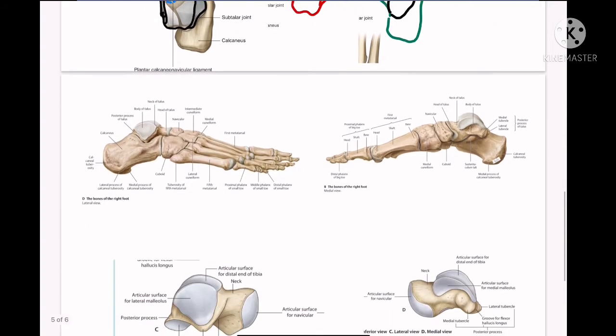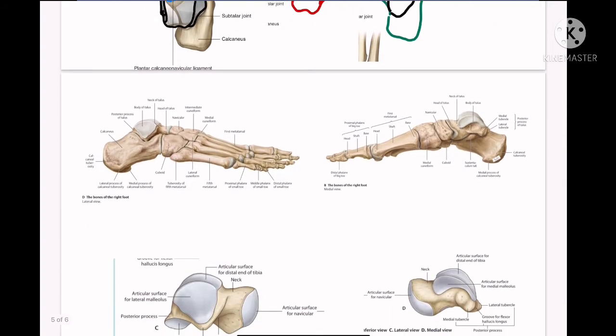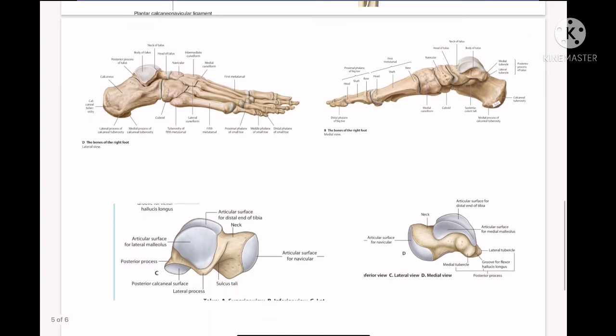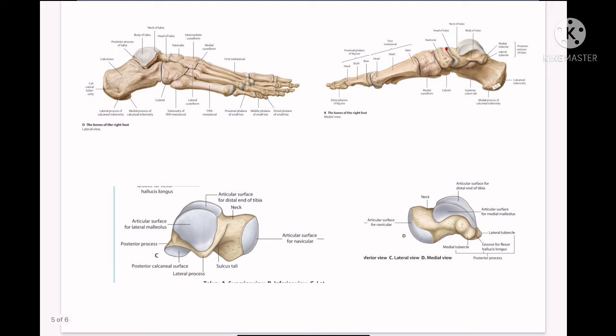So let us see the diagram from the side. This is the head of the talus over here. Let me show you. Head of the talus, in isolation. So this head is directed a bit downward as well. So forward, medially and downward, these three terms are used for the direction of the head.